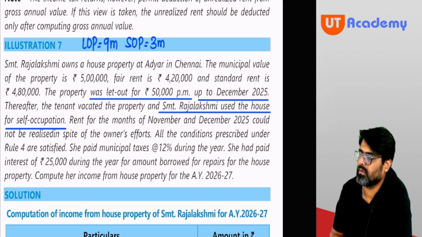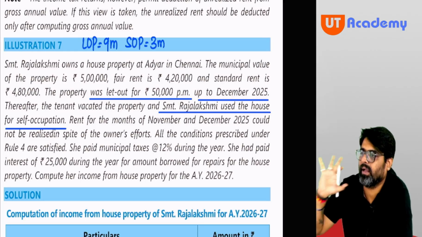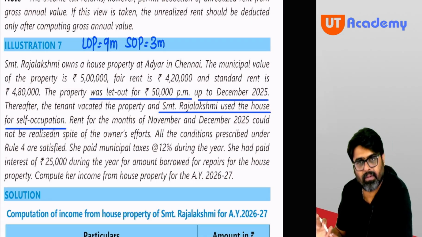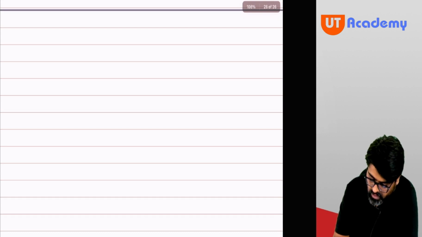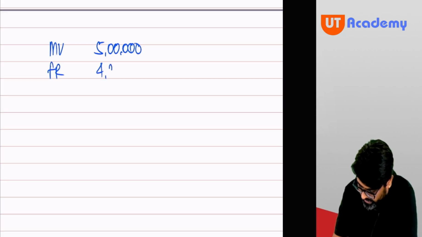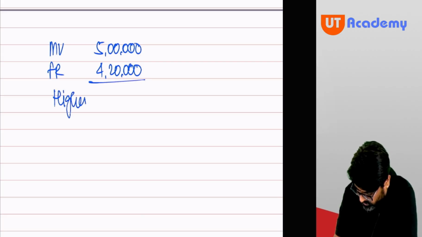Now, if we will consider this property as LOP, what will happen? Expected rent or actual rent, whichever is higher. Why, sir? Because there is no vacancy. Getting my point? So now tell me, what will be the municipal value? What was the municipal value? 5 lakhs. What was the fair rent? 4 lakh 20,000. Right now, whichever is higher. Higher amount is 5 lakhs.